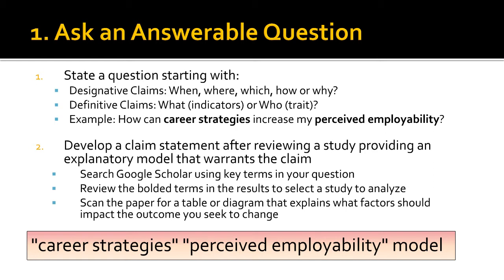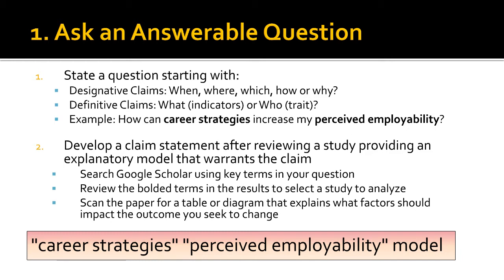by stating the question with a verb that signifies the type of claim we wish to develop. If we would like to develop a designative claim, we begin with when, where, which, how, or why. If we would like to develop a definitive claim, we ask a question that begins with what or who, in order to discover the indicators or the traits that define a factor.